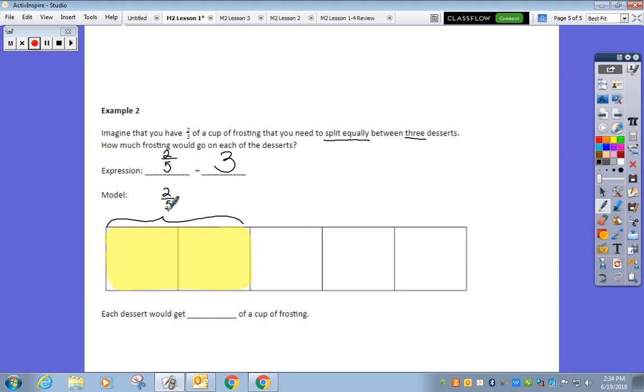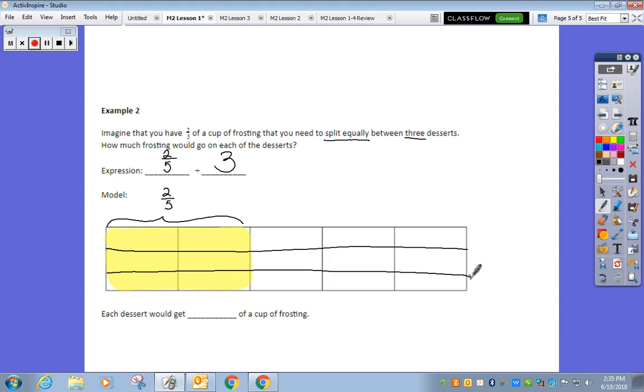Now I'm going to split it equally among 3 desserts, and the way I'm going to show this is by drawing lines horizontally to create 3 sections. Anytime you're splitting into a number, here I'm splitting into 3, I'm going to draw 1 less line than the number of sections I need. So in this case, 1 less than 3 is 2. I'm going to draw 2 horizontal lines all the way across that entire cup of frosting. I'm also going to show that I did in fact create 3 parts for the 3 desserts.